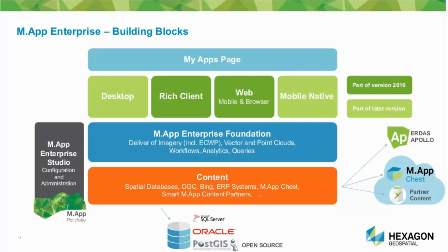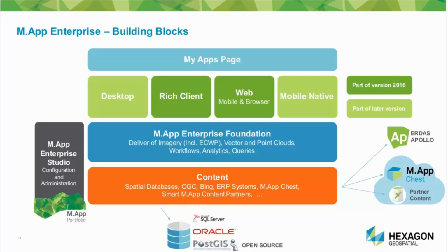Now we go down to the content. Mapp Enterprise supports native spatial databases. Listed here are SQL Server, Oracle, and PostGIS, which is open source. Note that we also support ArcSDE if you're using the direct connection into Oracle and SQL Server, so that is for the ESRI customers out there. If you're using the direct connection, we support that too.